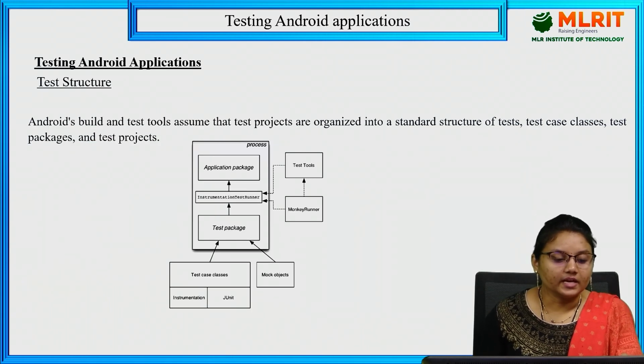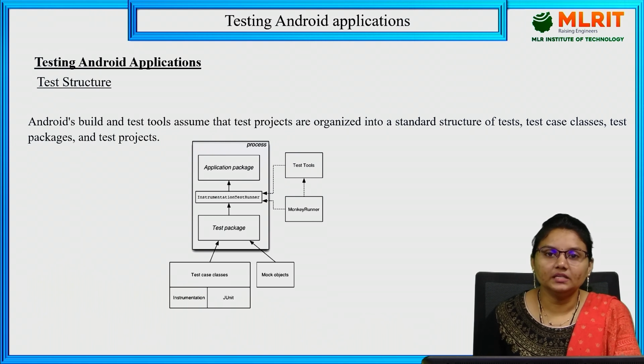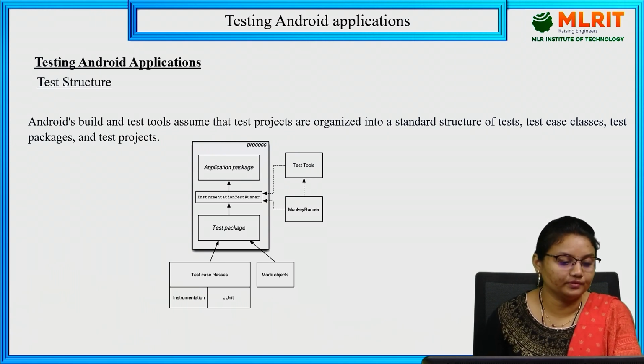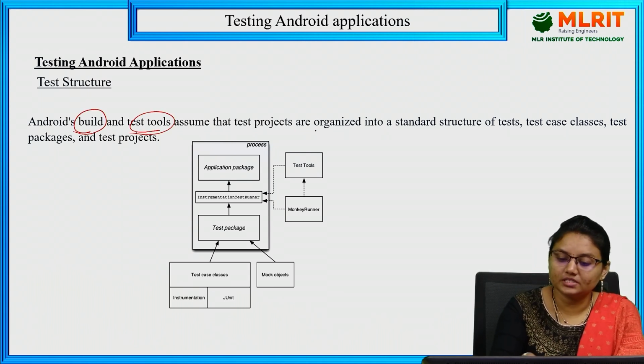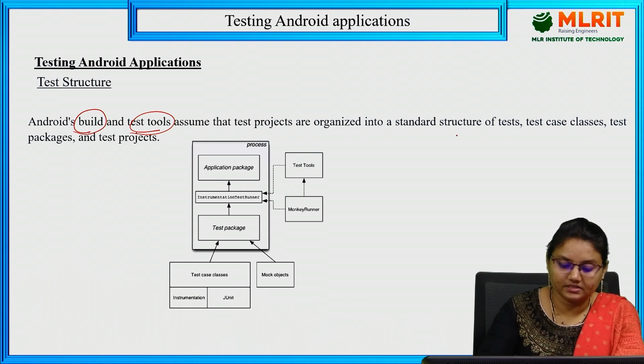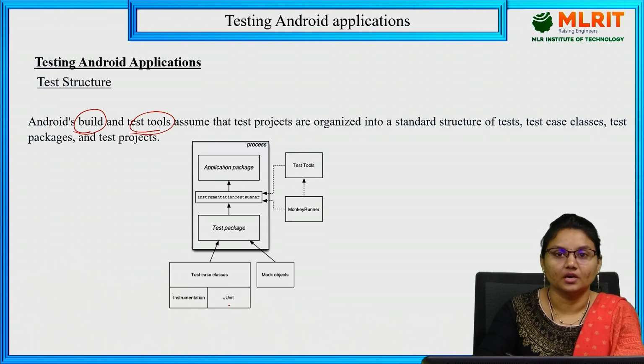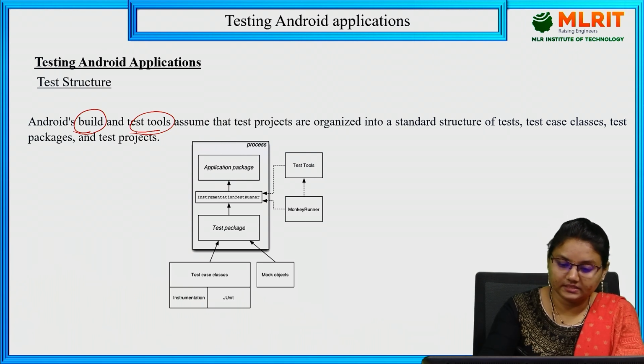Then, testing Android applications. Now, what will be the structure when you want to test? How will be the structure of Android's build and test tools? Assume the test projects are organized in the standard structure. So, what is the standard structure of a test? Test case classes, test packages and test projects.